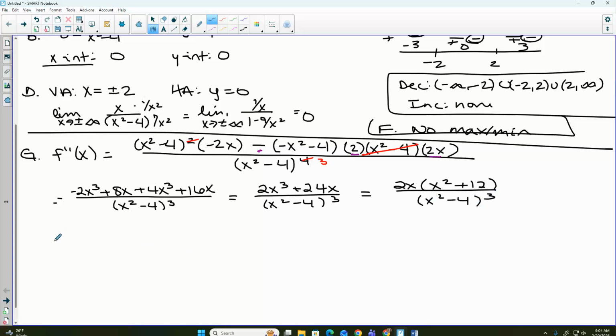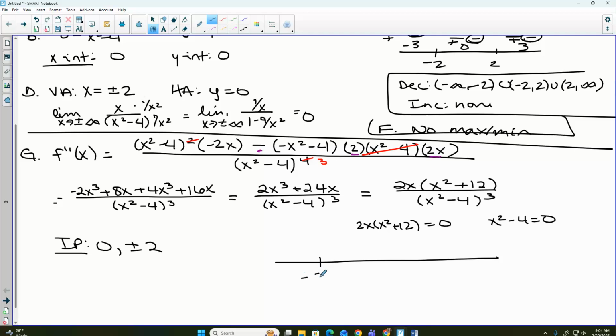So our inflection points, anywhere this is 0 or undefined. Okay, if I set the top equal to 0, I get 0, but if you set x squared plus 12 equal to 0, that's imaginary, right? So we just get 0. And then when the bottom is 0, that's plus and minus 2. So our sign line: smaller than negative 2, between 0 and negative 2, between 0 and 2, and bigger than 2.